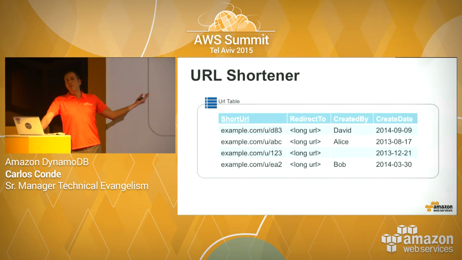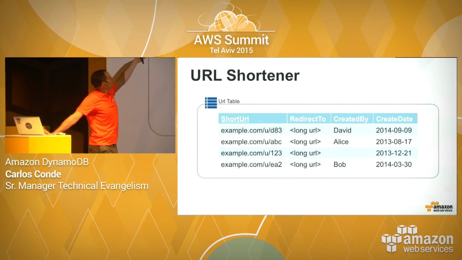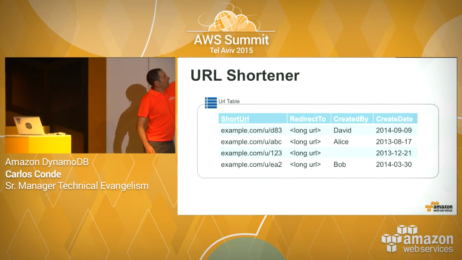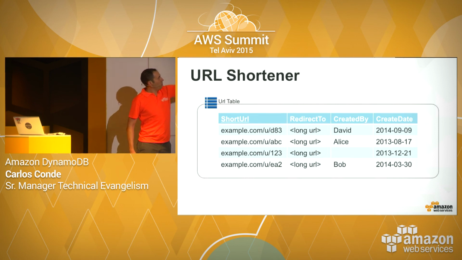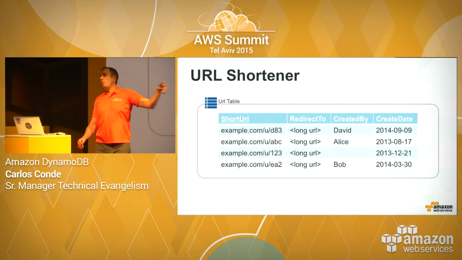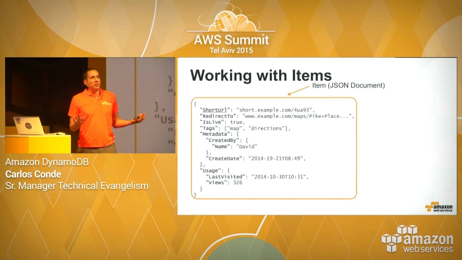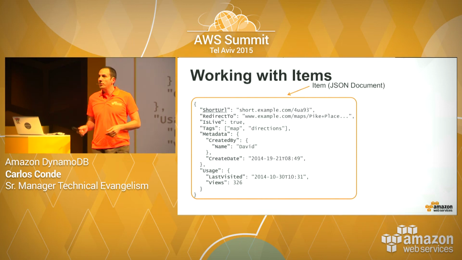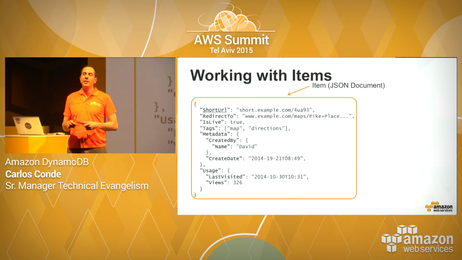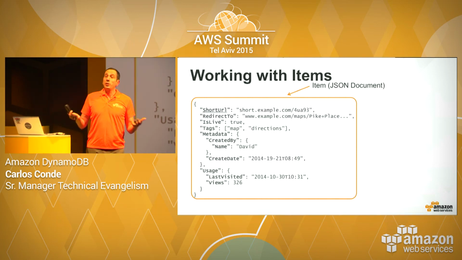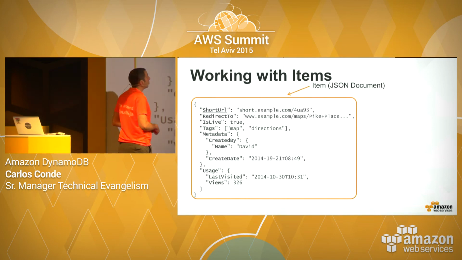So the table can be very straightforward. The hash can be the short URL, and another attribute can be the long URL, and then you can have additional information about who created it at that time, and so on. Now let's say that we want to be a bit fancier. We want to do statistics. We want to see how many times a link has been accessed. So we can do that with, let's say, for example, a JSON document.